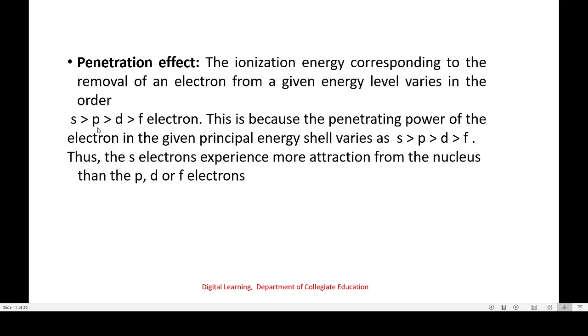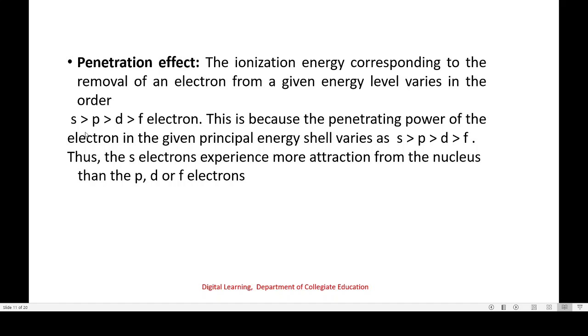The penetrating power of the electrons in a given principal energy level varies as s greater than p, p greater than d, followed by f. Thus the s electrons experience more attraction from the nucleus than the p, d and f electrons of the same principal energy shell. It follows, therefore, that the energy required for pulling out an s electron is maximum, and it decreases for pulling out a p electron, d electron or an f electron of the same principal energy shell, in the order s followed by p followed by d and f.